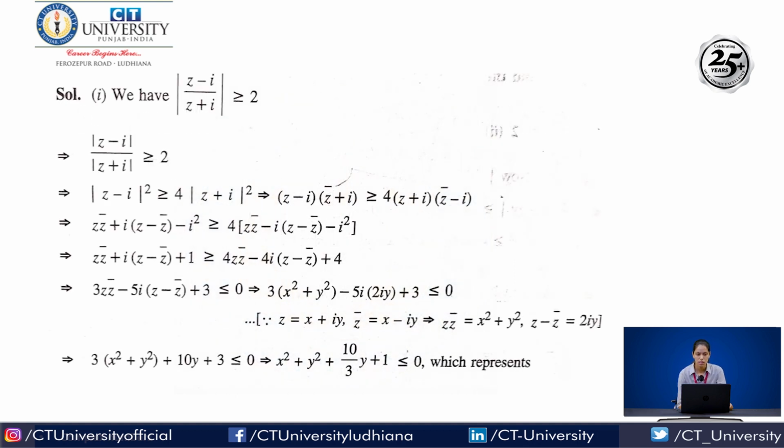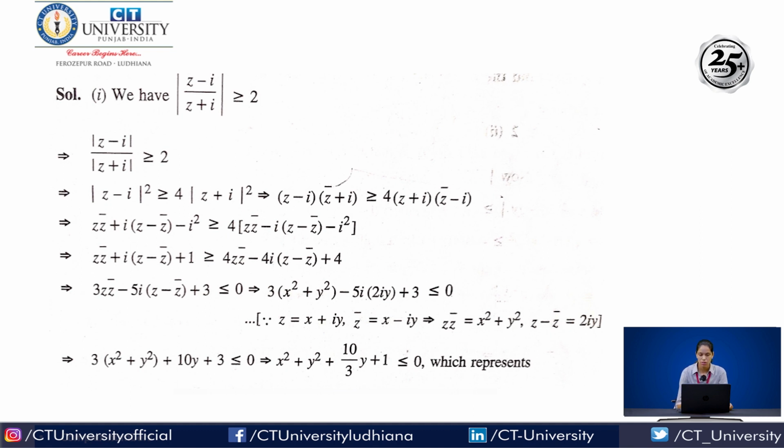Solving this, here I am not taking z as x plus iy because it will become complicated, so I am taking it in the form of z originally. Solving the same sum by the same form, up to 3 z z conjugate minus 5i (z minus z conjugate) plus 3 less than or equals to 0. The above steps are the same as in the previous question.